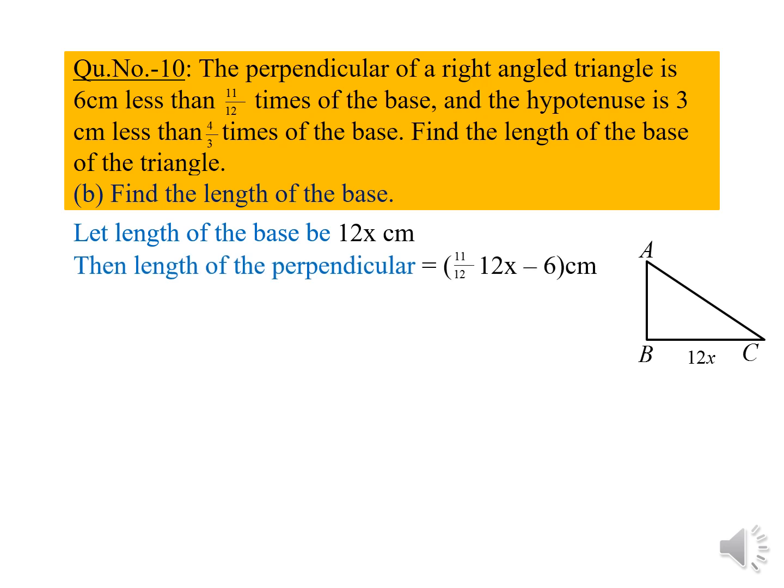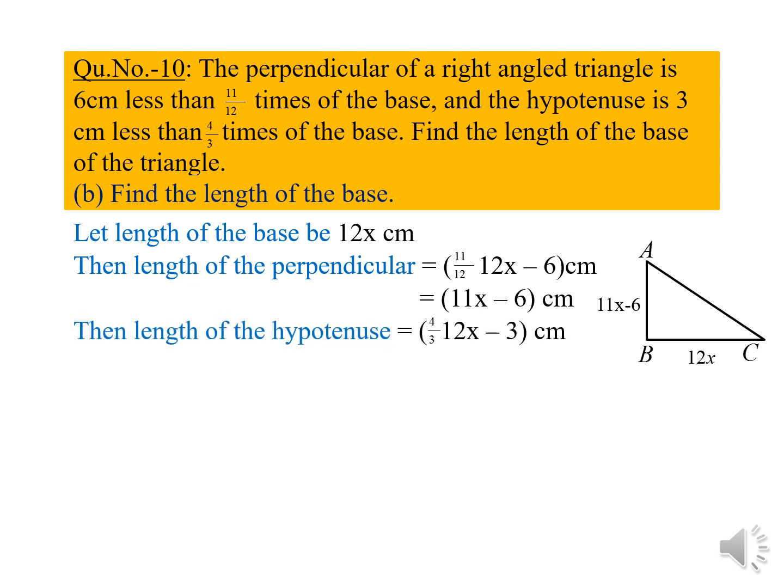So the length of the perpendicular will be 11 by 12 times of the base, that is 11 by 12 into 12x, and 6 centimeter less, that is minus 6 centimeter. Then this perpendicular becomes 11x minus 6 centimeter. Again the length of the hypotenuse is equal to 4 by 3 times of the base, that is 4 by 3 into 12x, and 3 centimeter less, that is minus 3 centimeter. Then the length of the hypotenuse becomes 16x minus 3 centimeter.